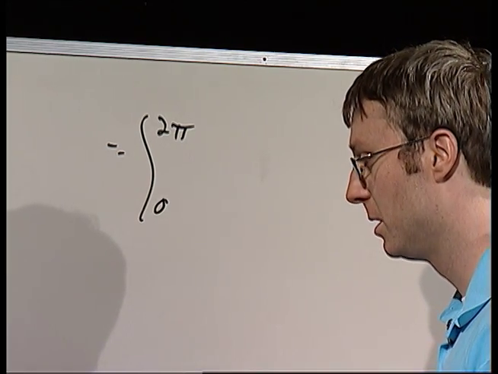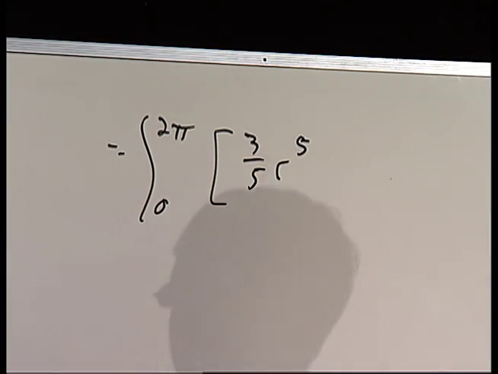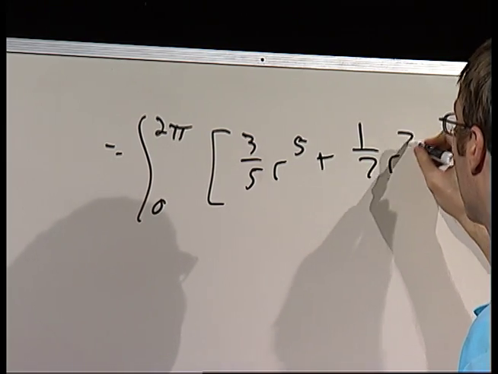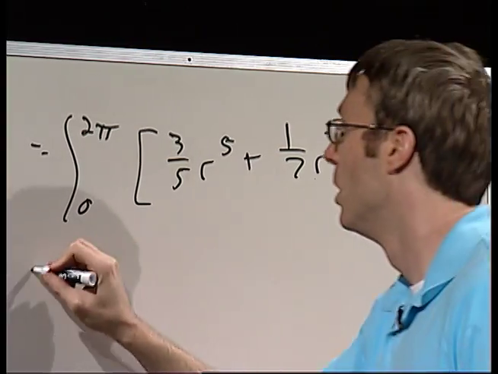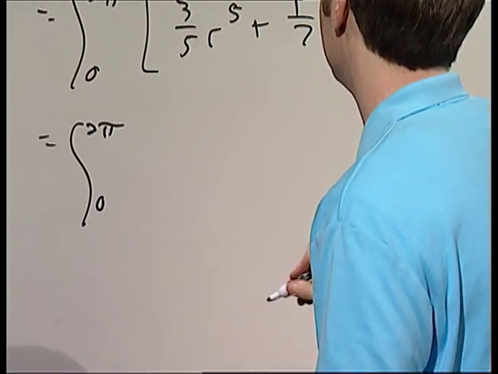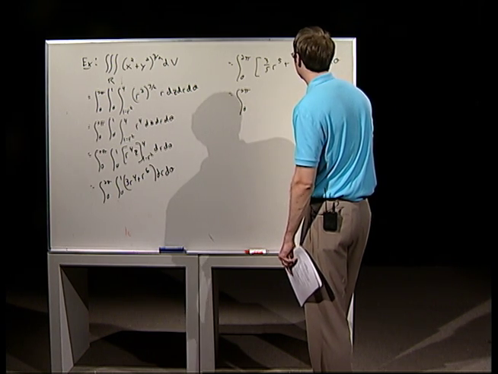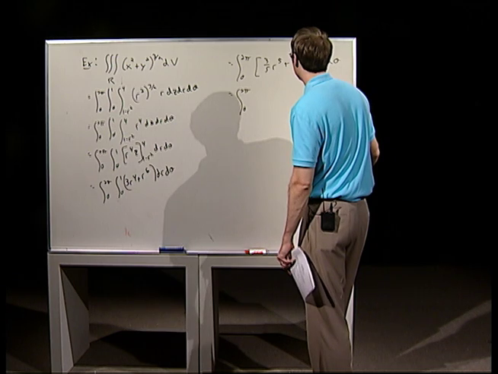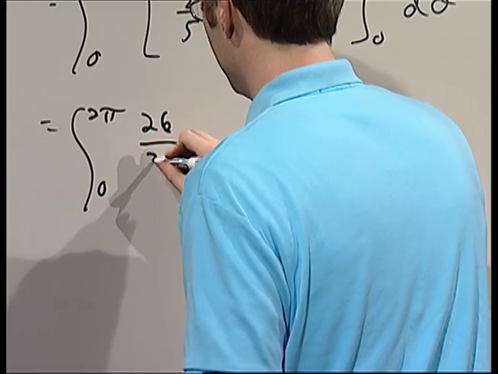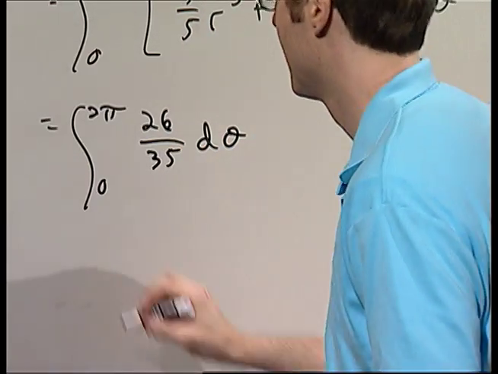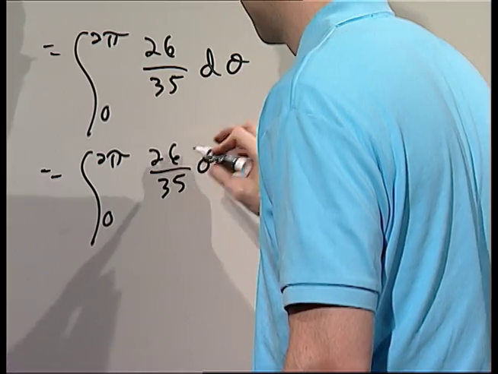Integrate. So what do we have here? 3/5 r to the 5th plus 1/7 r to the 7th, evaluated from 0 to 1, d theta. Right, so this winds up being 0 to 2 pi, 3/5 plus 1/7. What's the common factor? 35, so that's 21 35ths plus 5 35ths, 26 35ths. 26 35ths d theta. So 0 to 2 pi, 26 35ths theta.